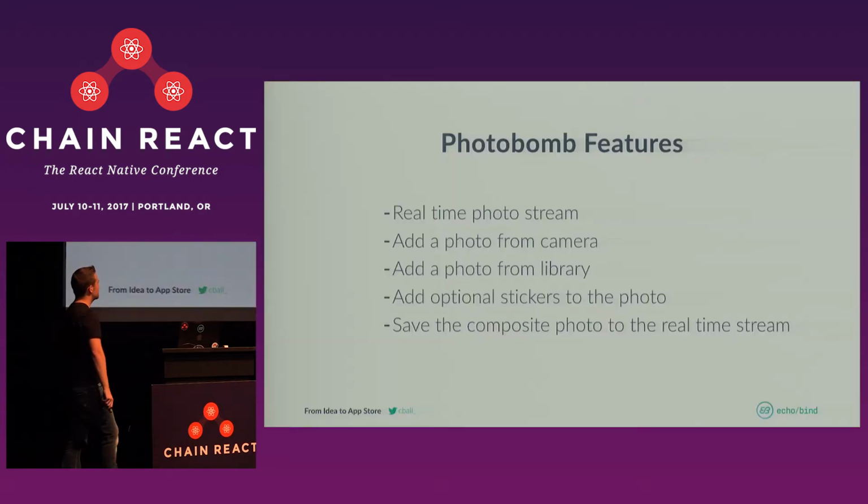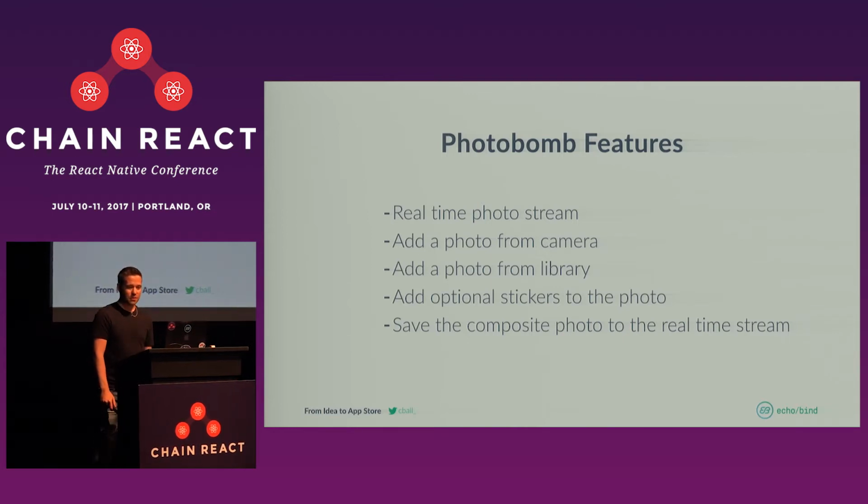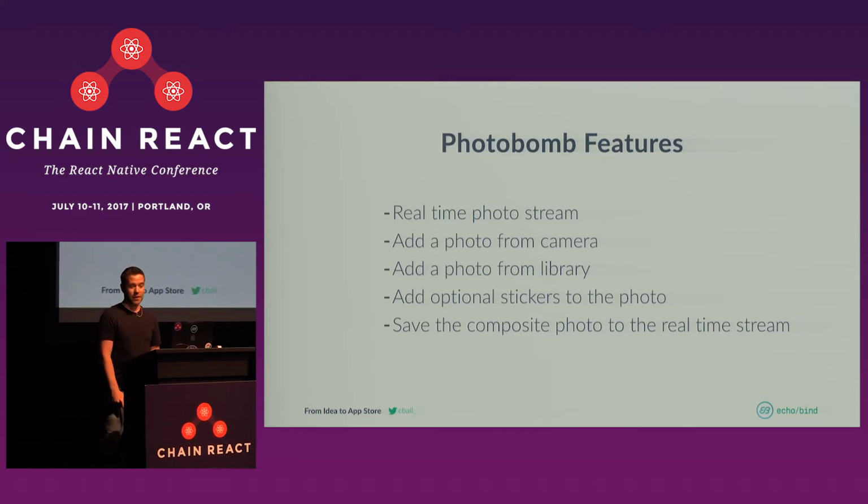Okay, so features. We have a real-time photo stream. We add a photo from the camera, from the library. We have optional stickers that we add. You can just do an image without stickers if you want to do that. And we want to save a composited photo of all those things into a real-time stream. And there is a concept of flagging as we open up an image that you'll see. I'll talk about why that's there a little bit later, but if you flag a photo, it's going to also disappear in real time from everyone's devices.